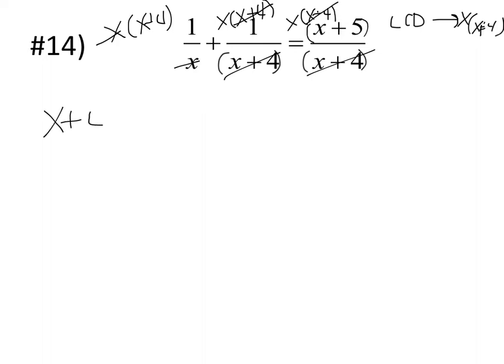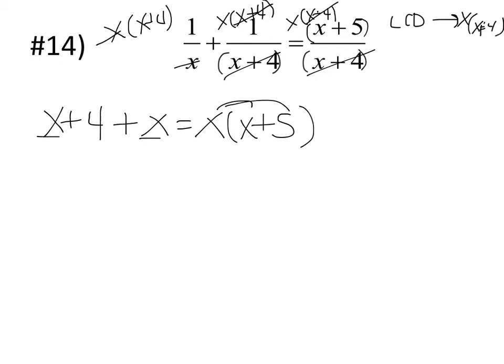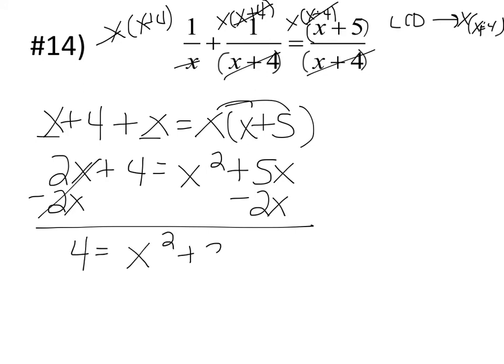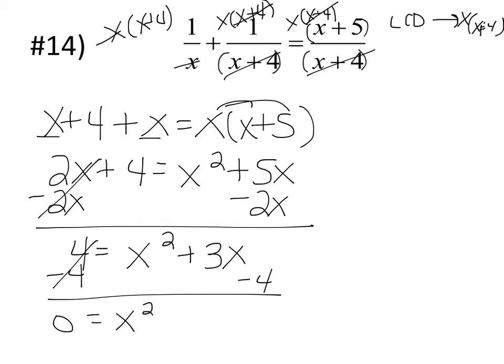So let's see what we've got left. We've got x plus 4 plus x equals x times x plus 5. So you want to distribute the x and combine like terms. So this is 2x plus 4 equals x squared plus 5x. Because I have an x squared and an x term, I know I'm going to factor. So I need to get everything on one side equal to 0. So I'm just moving everything from the left over to the right. So I have 0 equals x squared plus 3x minus 4.